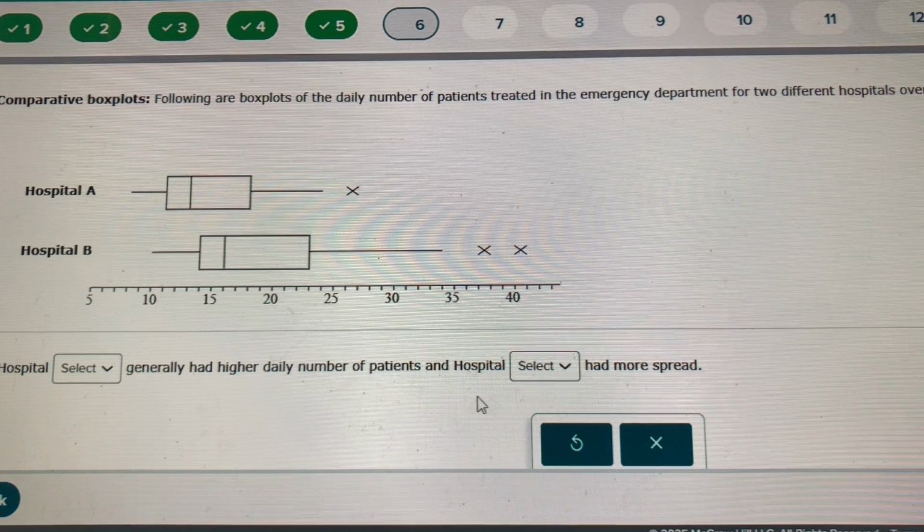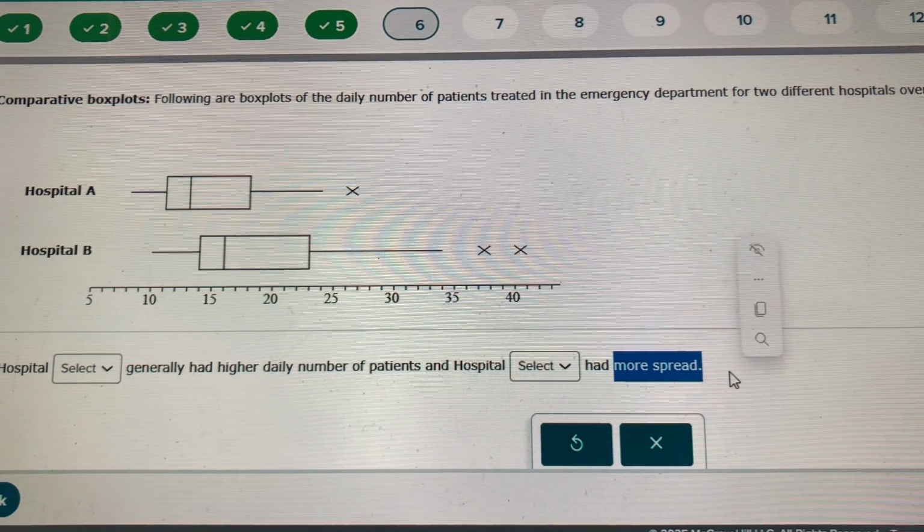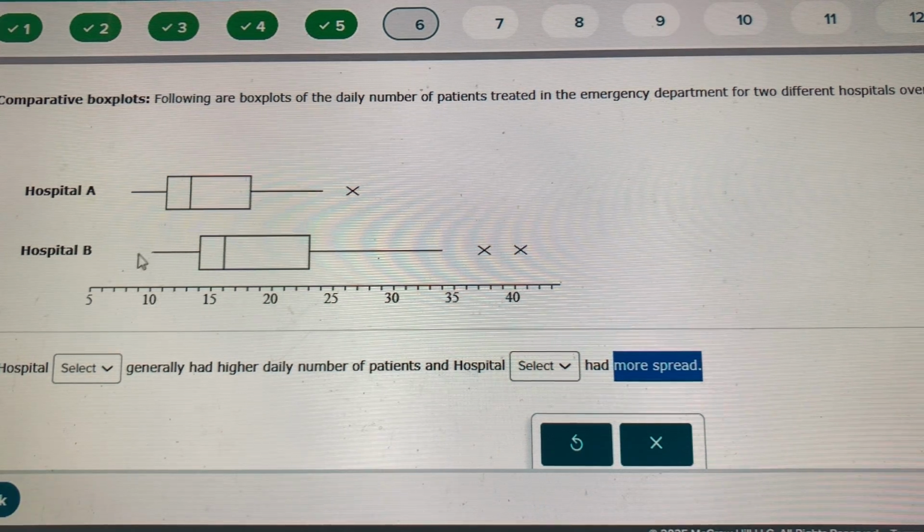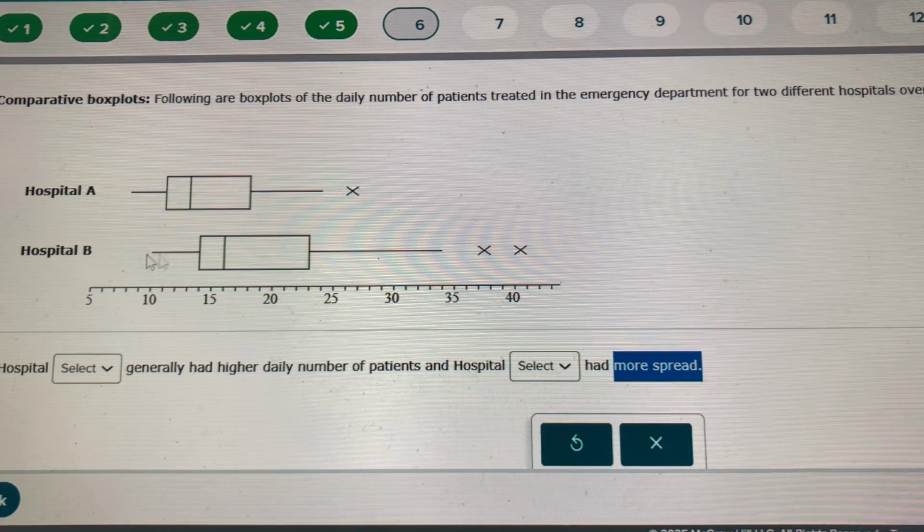Which one is more spread? See, more spread, that's another aspect. Clearly, hospital B has a greater overall spread. If you do the max minus the min, that's definitely bigger for B than A. Now, the interquartile range is the length of the box. And B appears to be a little bigger, but maybe not greatly bigger. It seems to be greatly bigger in overall range, but a little bit bigger in IQR.